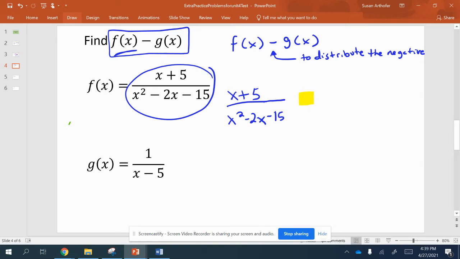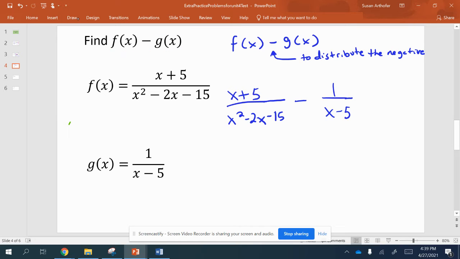Then put your, oops, sorry, I'm on the wrong key. Let me grab a pen. Then put your minus sign for subtract. So subtract, and then the g of x: subtract 1 over x minus 5. Okay, they do not have the same denominators. For adding and subtracting fractions, we need the same denominator.